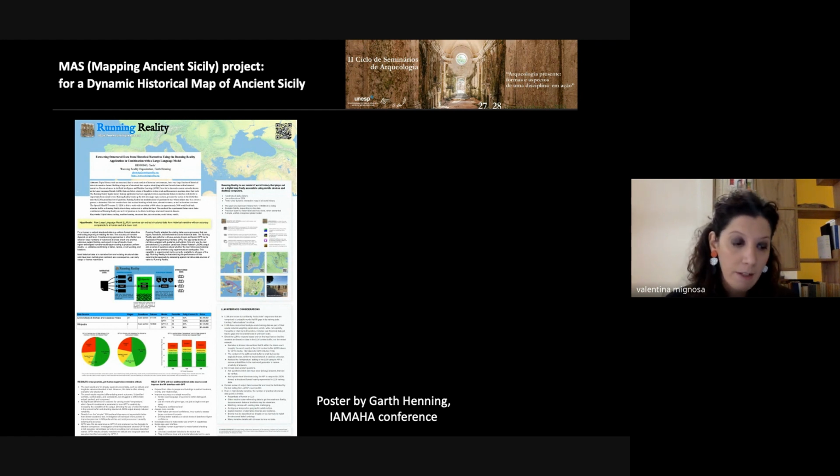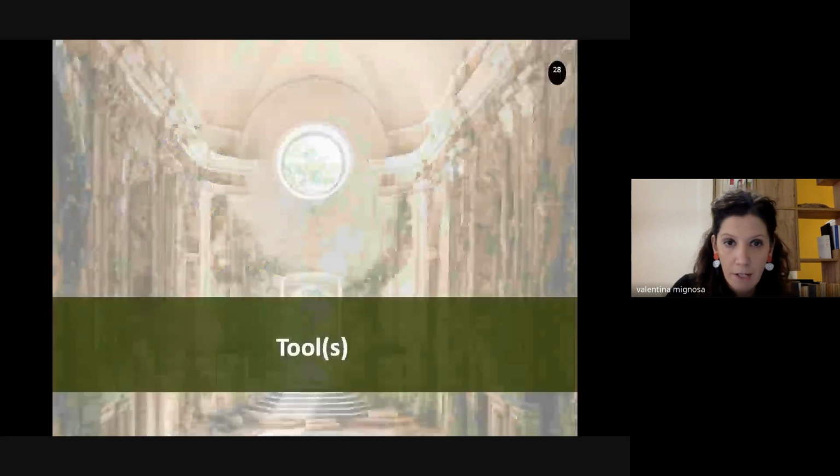is the narrative dimension that we would like the map to take on by displaying the data and allowing it to be explored in two dimensions of time and space. So the second tool we used, designed as a complement to QGIS, which was of course very useful for other purposes, is an application developed as part of the Running Reality project.